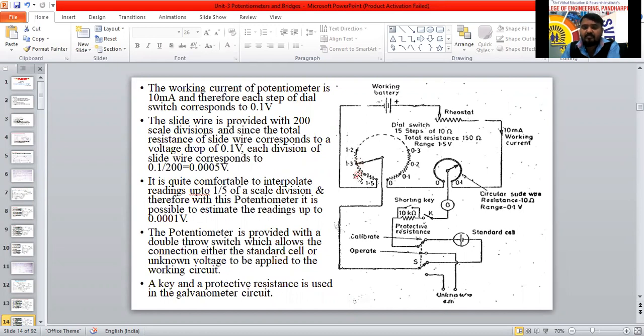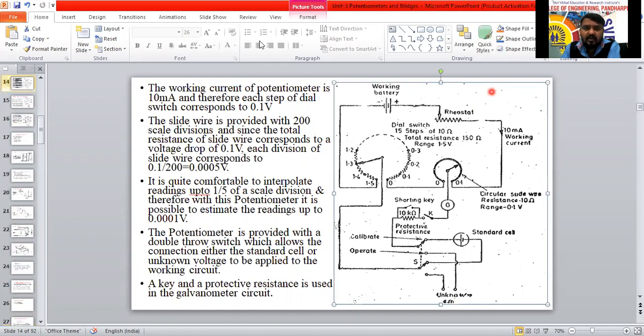0.1 volt here. What is the value of V here now? V equals IR. 10 into 10 milliampere. How much is it? 10 into 10 is 100. Milli is nothing but 10 to the power of -3. So 100 divided by 1000 is 0.1. So we are increasing by 0.1 here, each step being 10 ohm. Based on that, the current is set here.